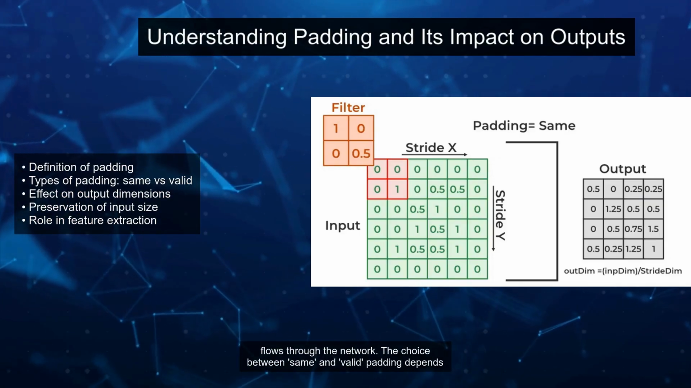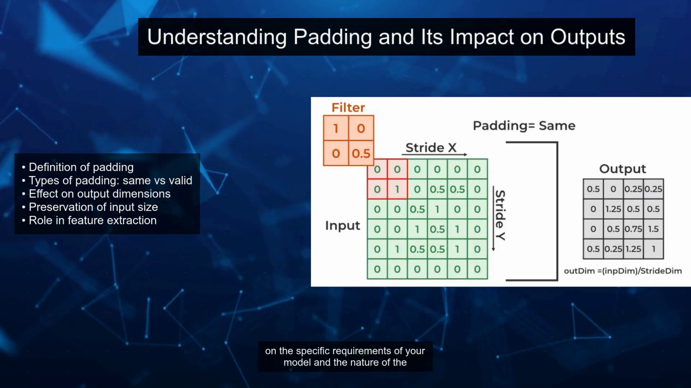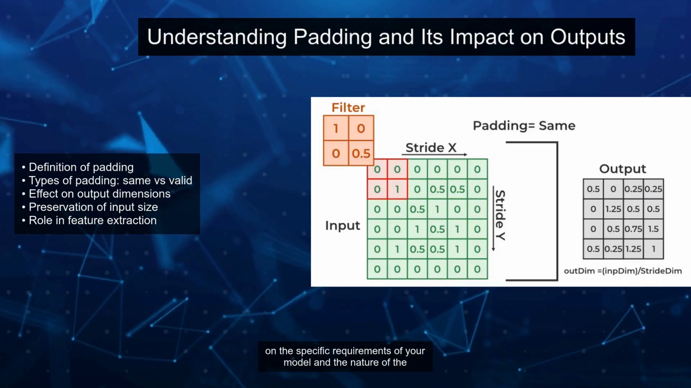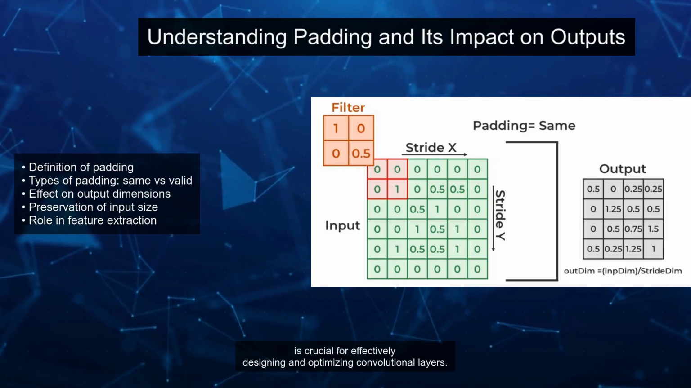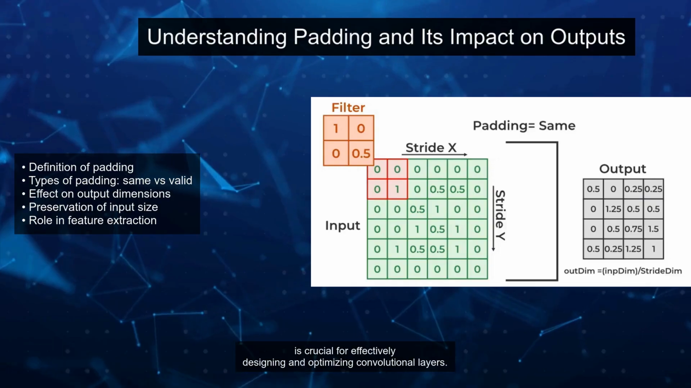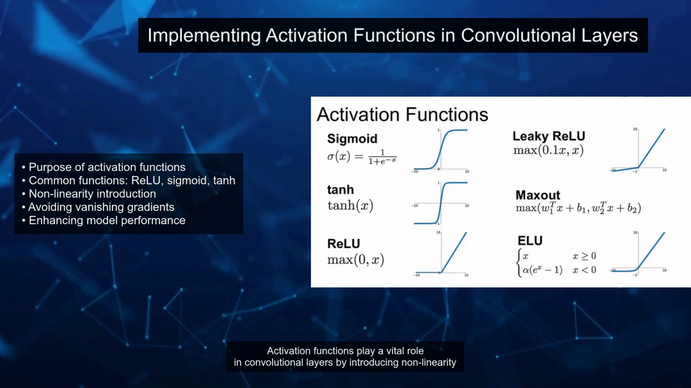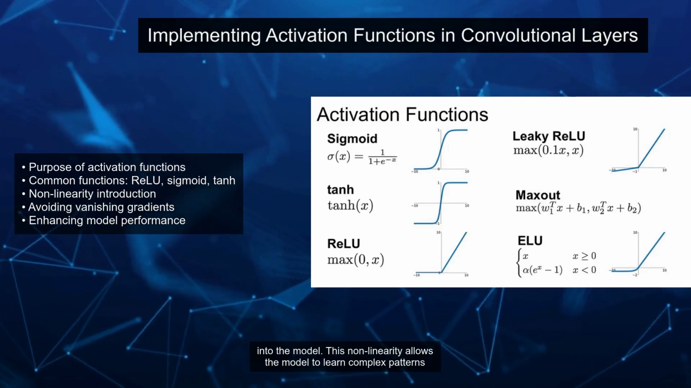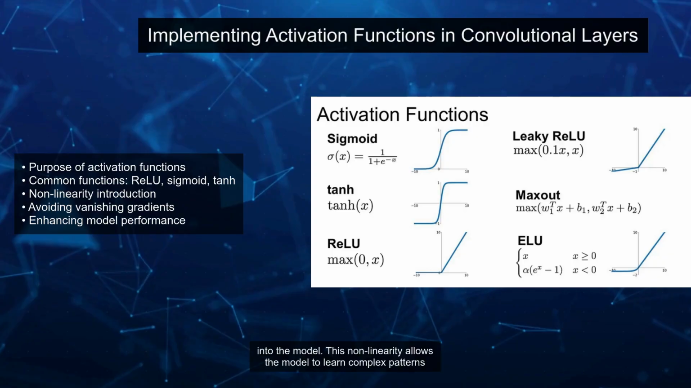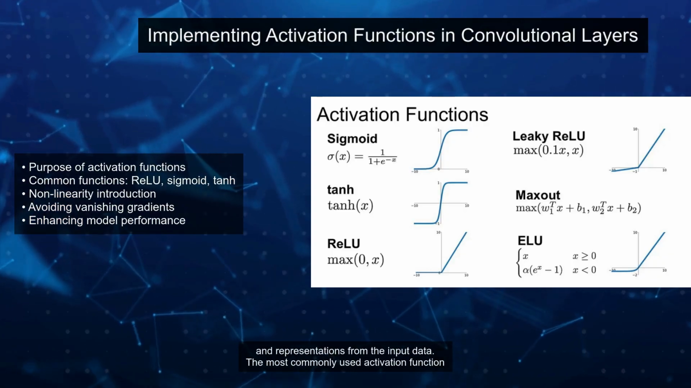The choice between same and valid padding depends on the specific requirements of your model and the nature of the data you're working with. Understanding the impact of padding on output dimensions is crucial for effectively designing and optimizing convolutional layers. Activation functions play a vital role in convolutional layers by introducing nonlinearity into the model. This nonlinearity allows the model to learn complex patterns and representations from the input data.